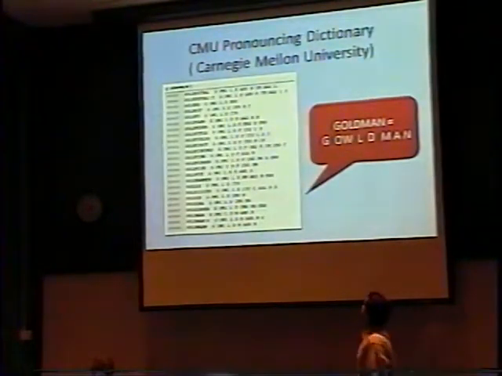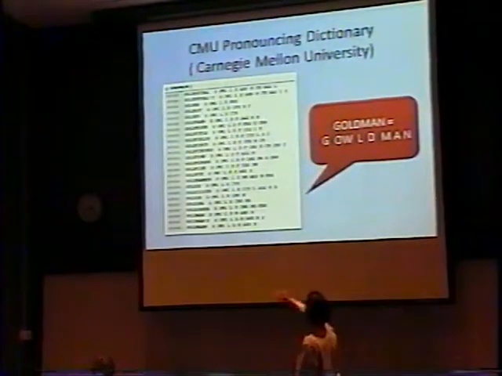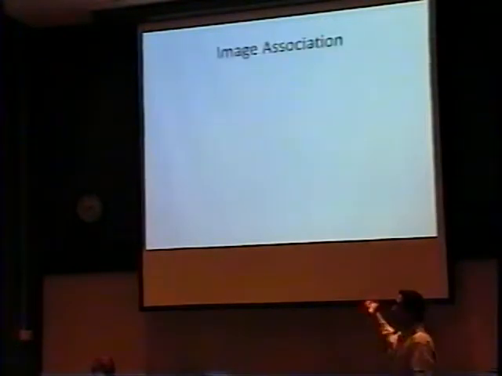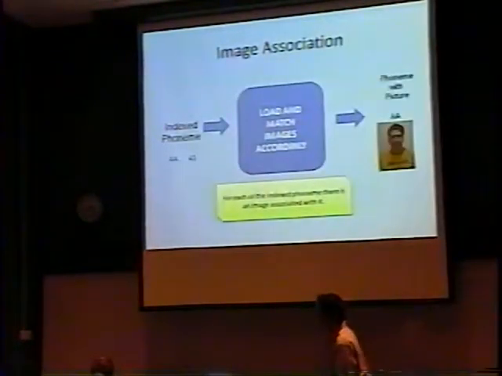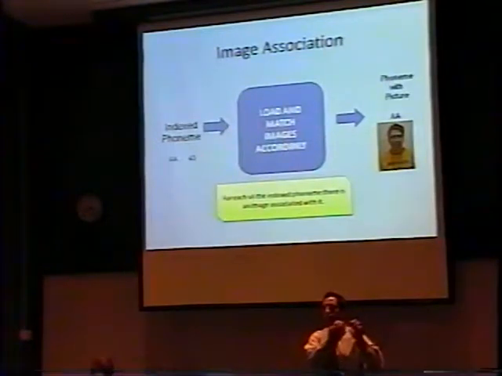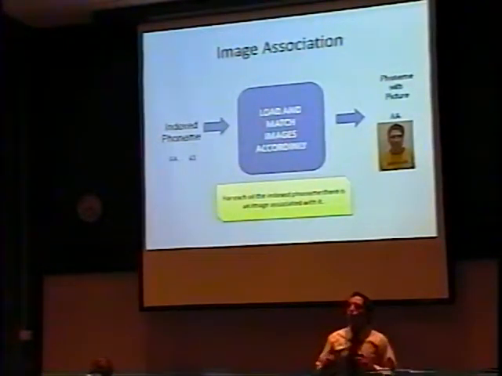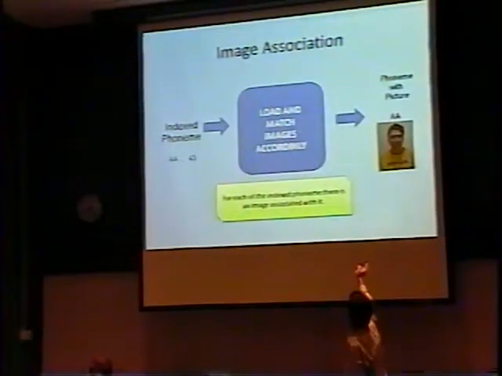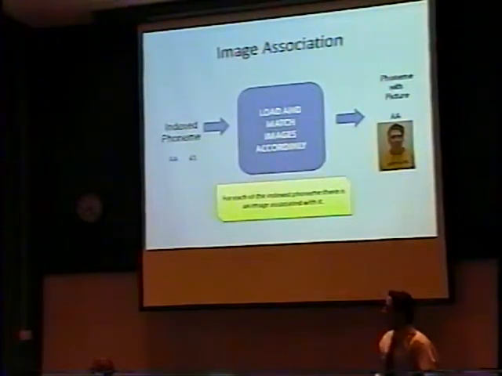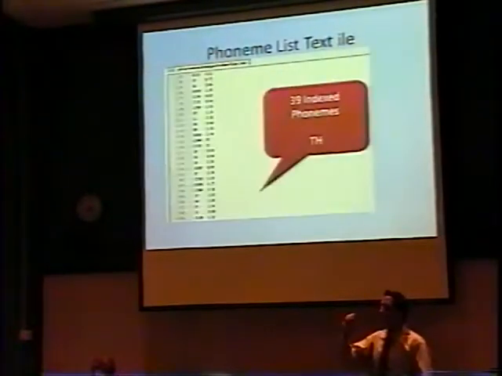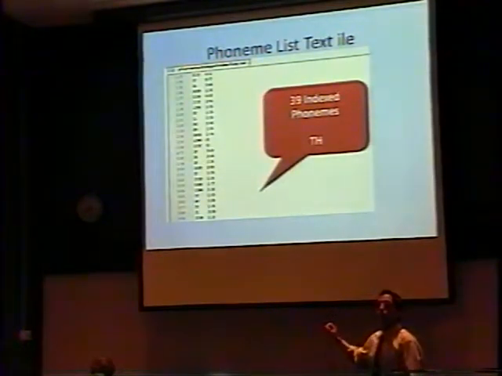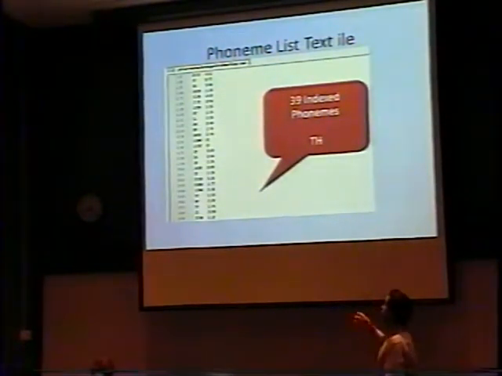So if you see, that's an example of Goldman on the dictionary. There's plenty of words on that dictionary, and as we grab one word, now we have those sets of phonemes. Now the next stage on the assembly line was to associate an image with each of the phonemes. In order to do that, we have a file that has each of the images with an associated number.